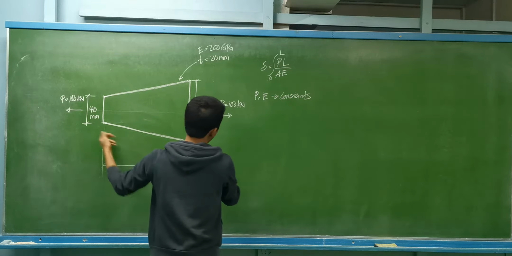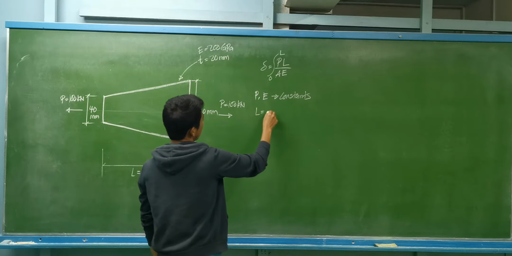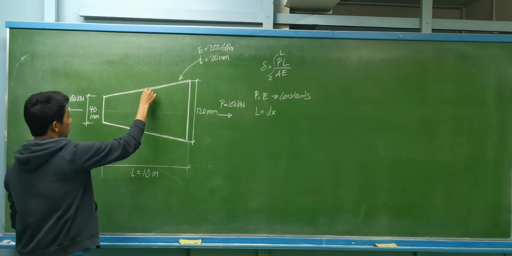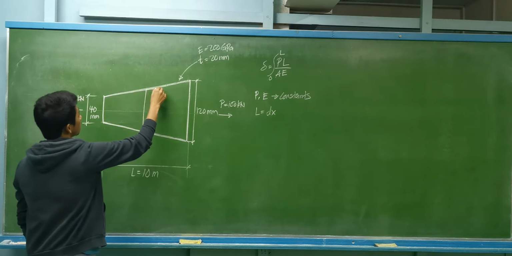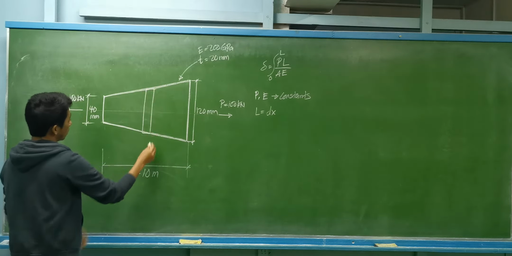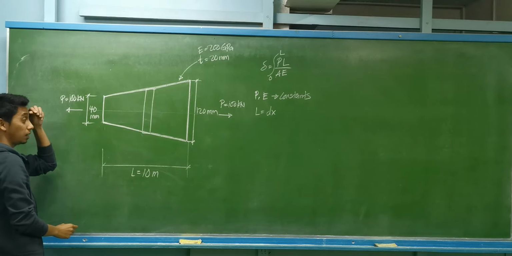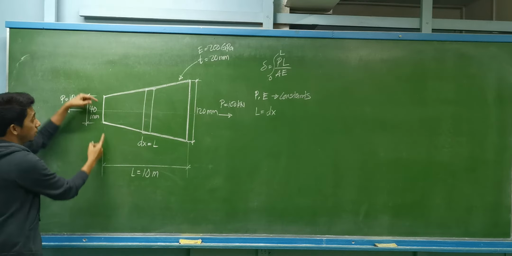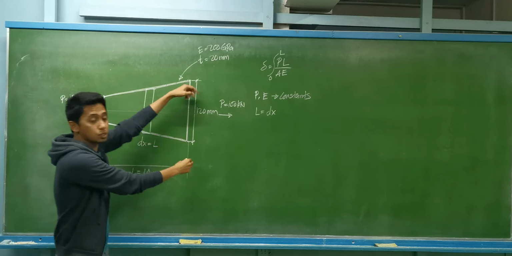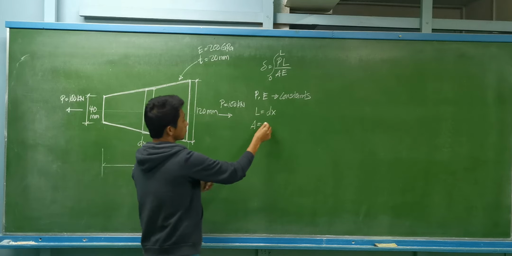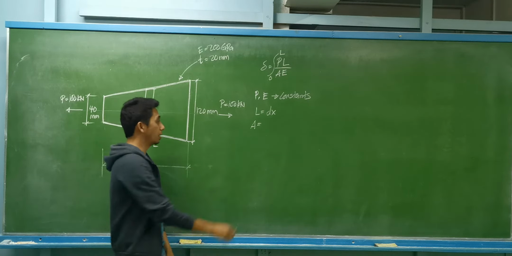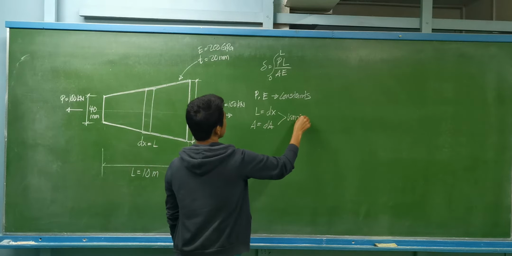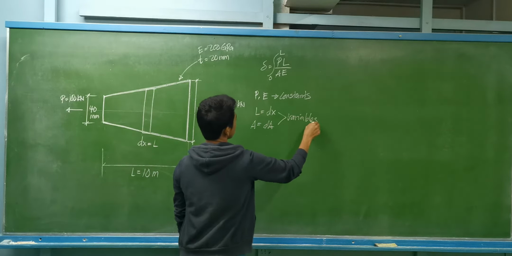Okay, the deformation will be along the length. So let's say our L will be our deformation along the length, a length that is dx. Now we have to consider a differential strip. Let's say this is dx, along the direction of the applied force. Since this dx will be our L, and we have a varying width, our area is also a variable. So let's say our area will be the differential area.